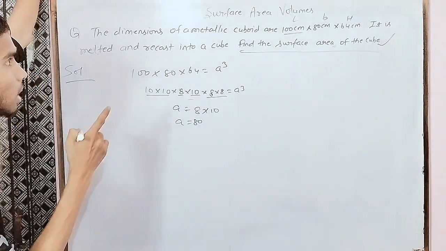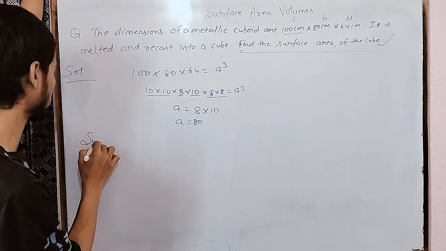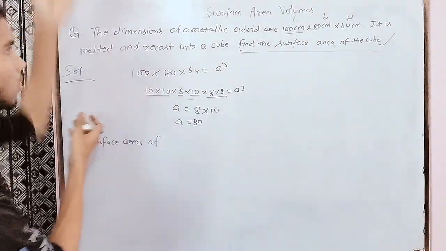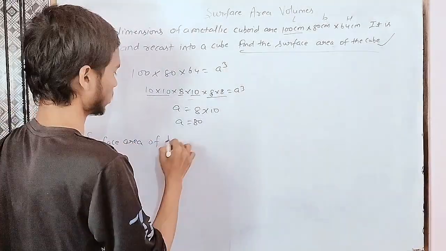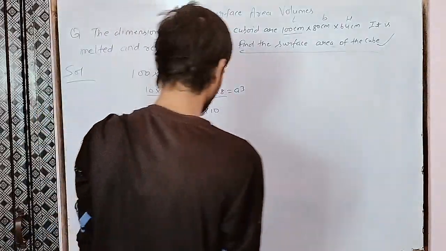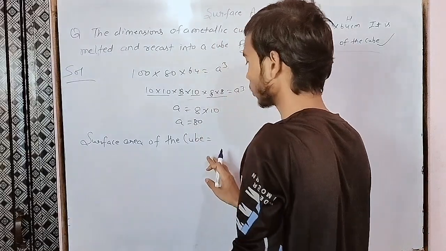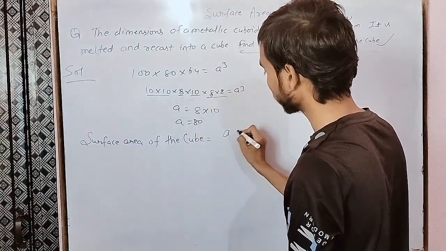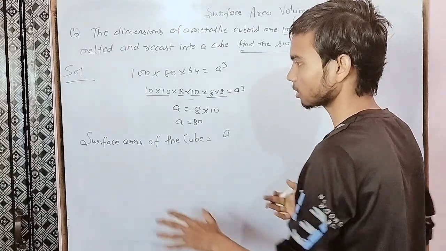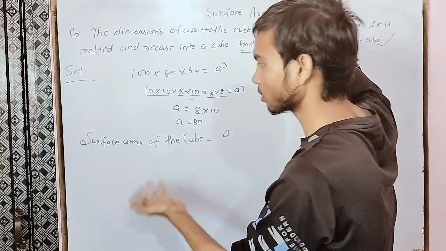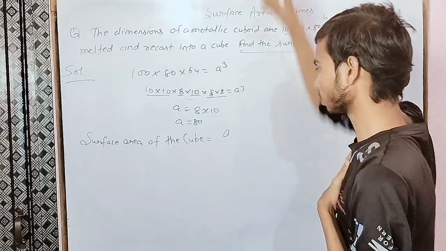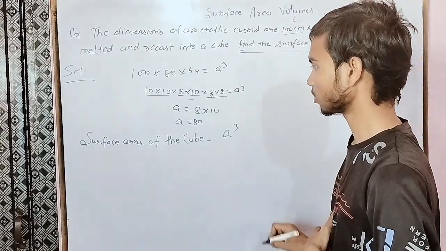Now we are able to find the surface area. So the surface area of the cube would be here. It is not saying lateral surface, and it is also not saying to find the total surface, so we will assume that it is saying the total surface area. Okay. So here it will be A cube.